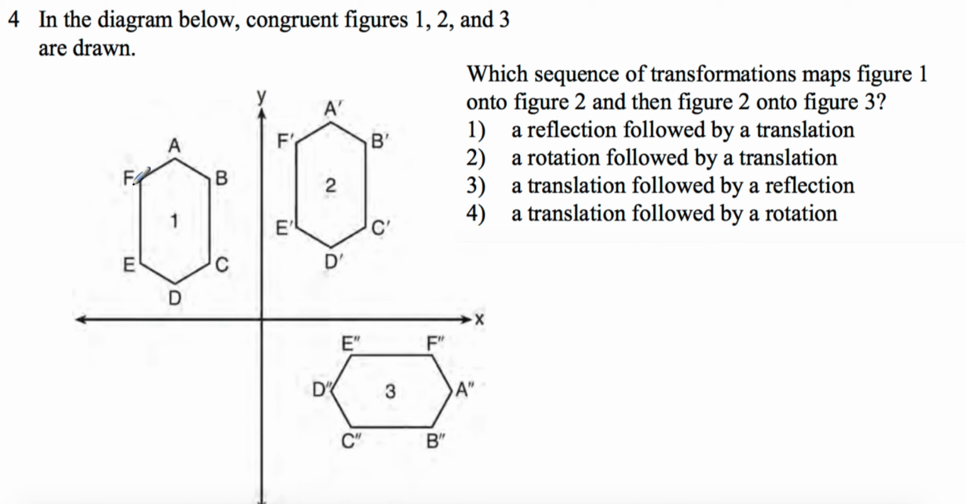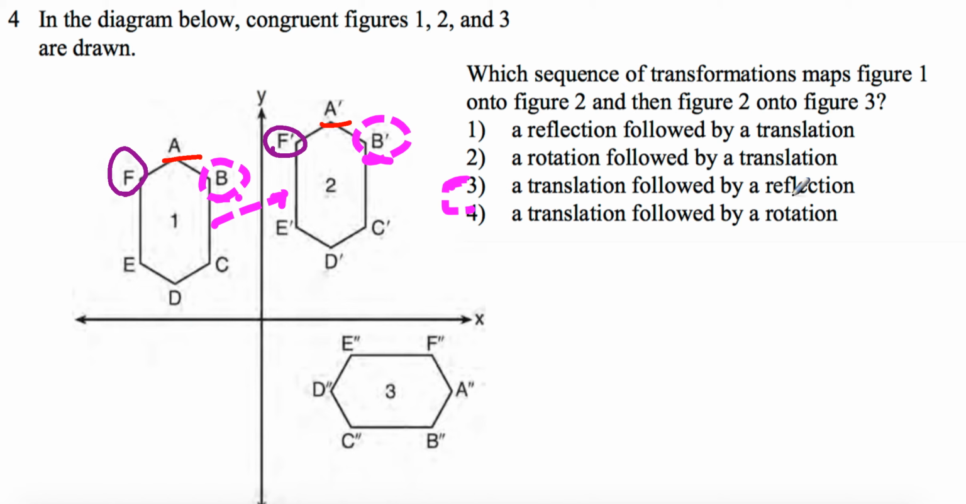How about number 4? Congruent figures 1, 2, and then 3 are drawn here. Which sequence of transformations maps figure 1 to 2 and then 3? So 1 to 2, what happened? Notice that all these letterings are exactly on the same location, meaning it probably translated from 1 to 2. So I'm looking at translation.